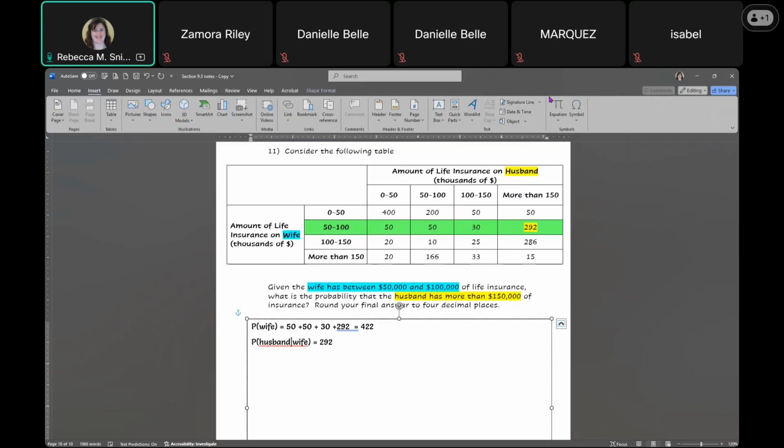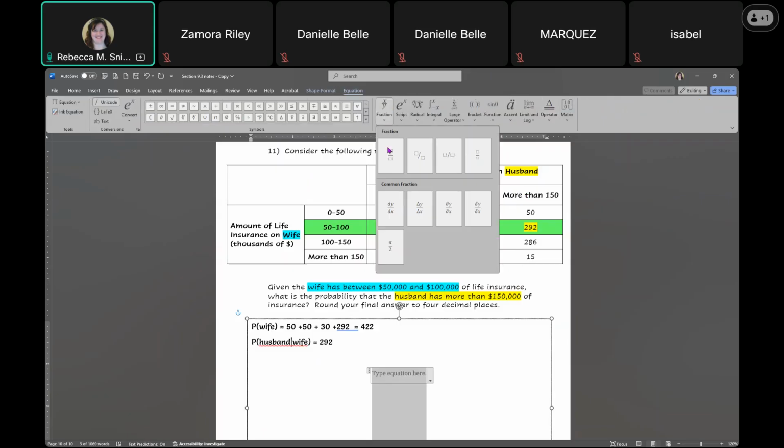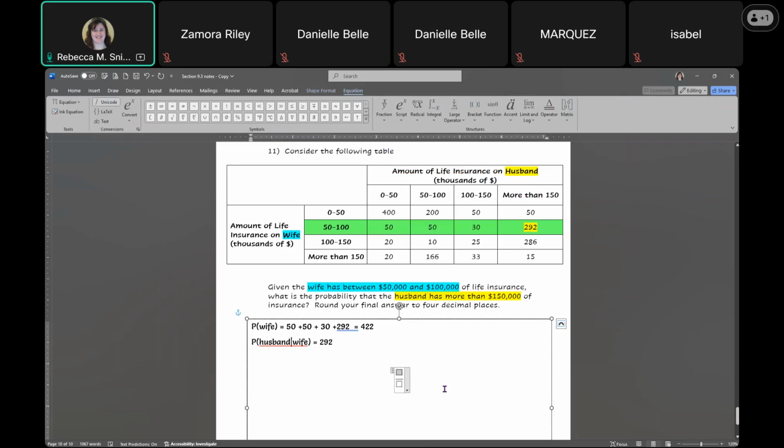So when we put this probability together, it's going to be the same as what we did before. We're going to have the probability of the husband's insurance given the wife's insurance first, over the probability of the wife's insurance. So here this would be 292 over 422. Then round it to 4 decimal places, so you would get 0.6919 as your result.